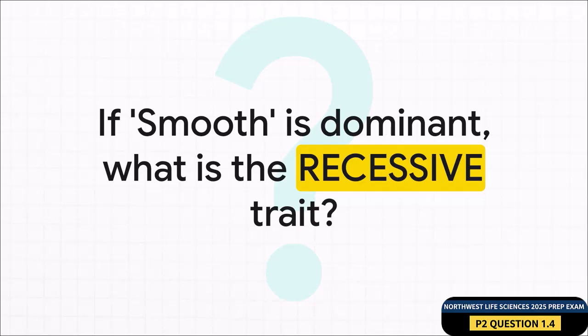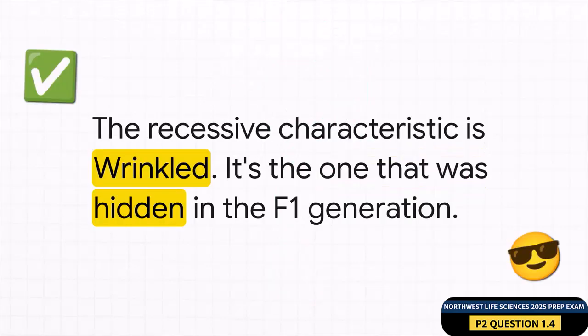It's the one that got hidden, the one that disappeared. And you've got it. The recessive characteristic for pod texture is wrinkled. We figured that out just by letting the data in the table tell us its story. That's 2 more marks in the bag.